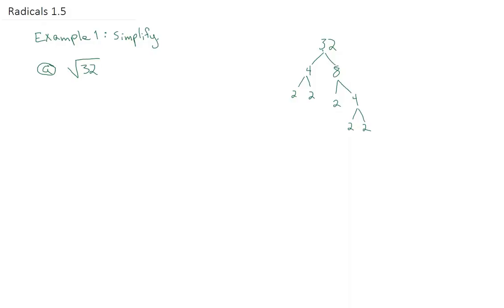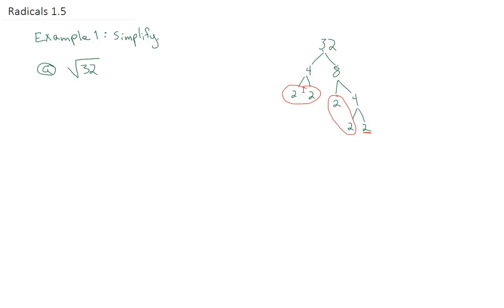Now I have all these 2's. I'm doing a square root. A square root takes twins and makes them singles. So I'm going to group up some twins. I can make these two 2's a twin. It doesn't matter how I group these. I can make these two twins. This guy here doesn't have anyone to partner with, so it's kind of left out.